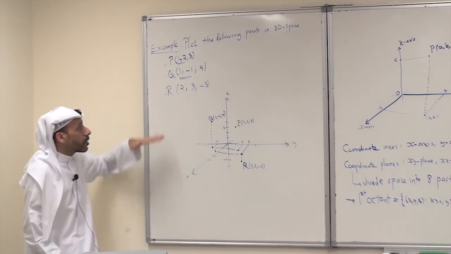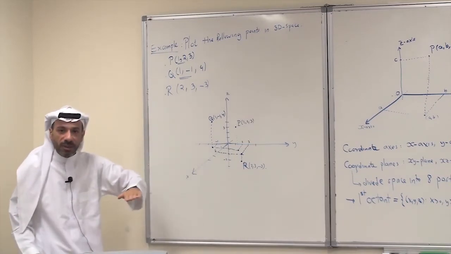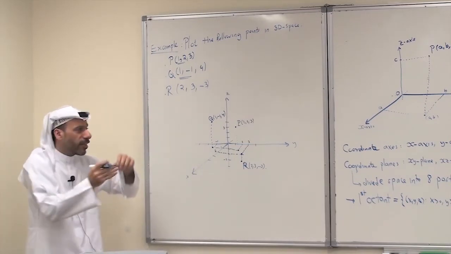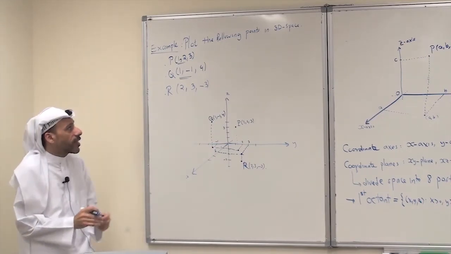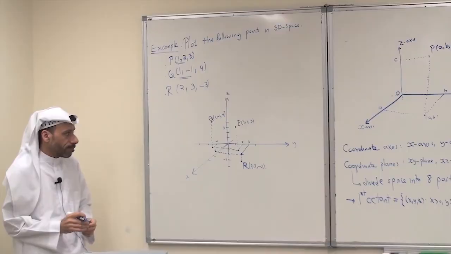So to plot a point, always start on the floor, as if you were in the xy plane, and then move upward or downward, depending on the sign of the z coordinate.